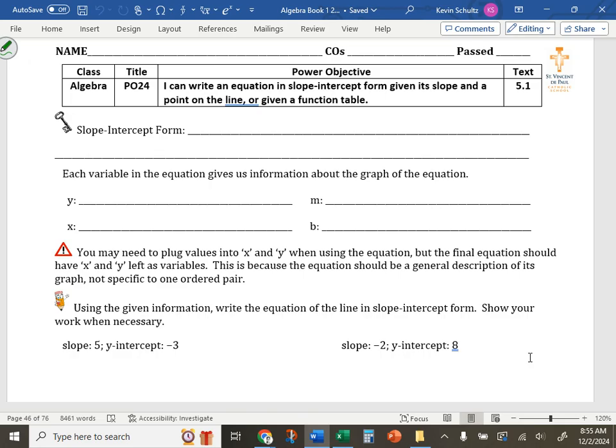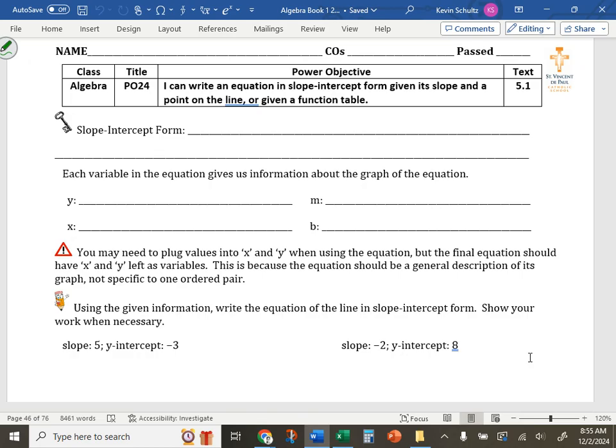given a function table. So way back at the beginning of the unit, we talked about what relations are. Relations are basically a collection of ordered pairs. What this objective ties together is that no matter what type of relation you get, whether it's an equation, a function table, or a graph, you will be able to write the equation of that relation in slope-intercept form. So, it makes no sense, just you wait.